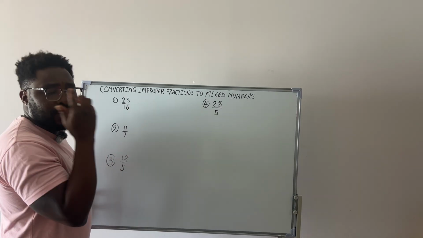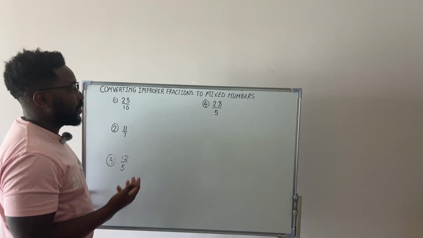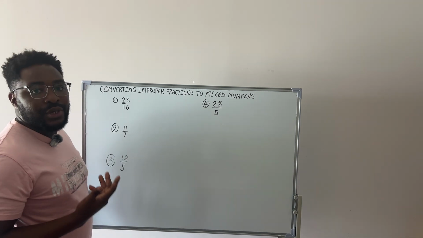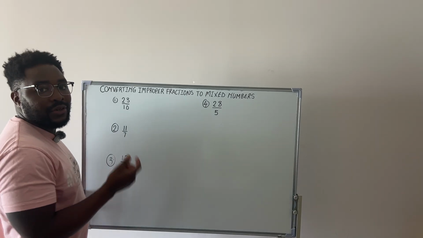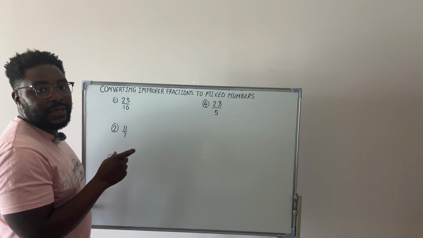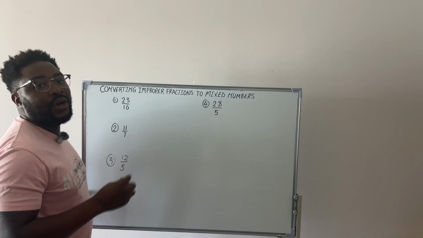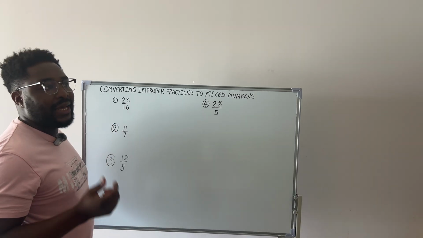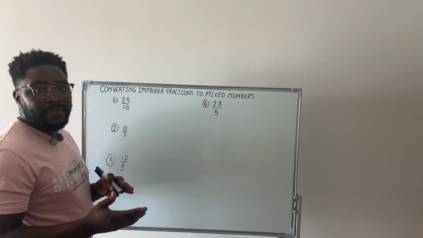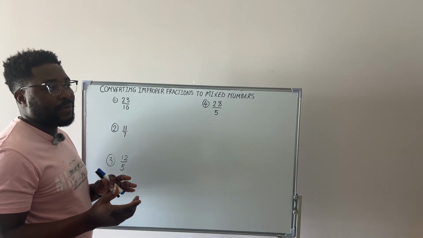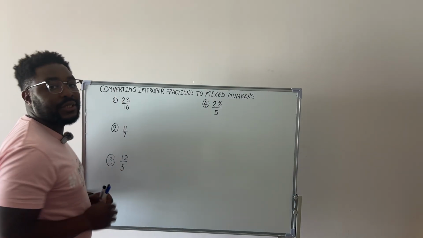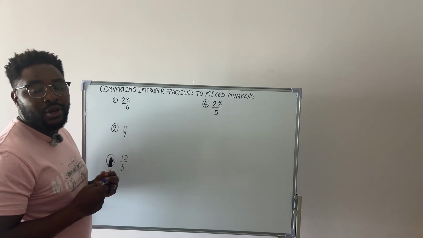So then how do we convert an improper fraction into a mixed number? All we have to do is divide the denominator into the numerator, in order for us to have a whole number and a proper fraction. And the easiest way to do that is by using long division. So let's try to do that and work out our first question over here. Let us use long division.